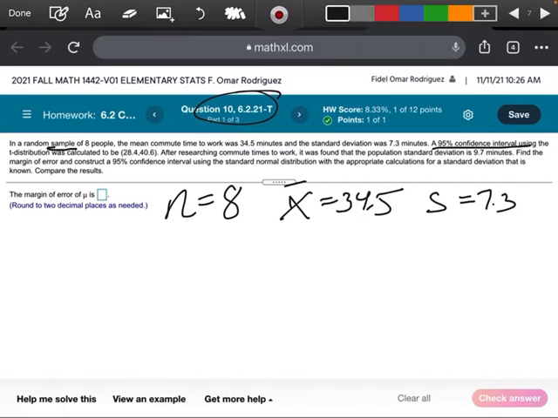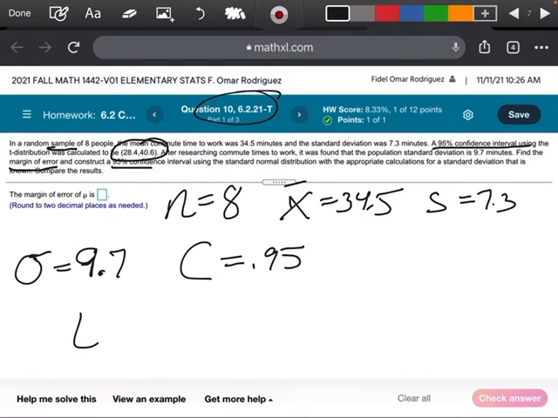Then they say we constructed a 95% confidence interval using the t distribution, and they found our confidence interval. It says after researching commute times to work, it was found that the population standard deviation was 9.7. So now we know that my sigma, my population standard deviation, is 9.7. We first want to find the margin of error and construct a 95% confidence interval using the standard normal distribution and with the appropriate calculations for a standard deviation that's known. So we're going to construct a 95% confidence interval.